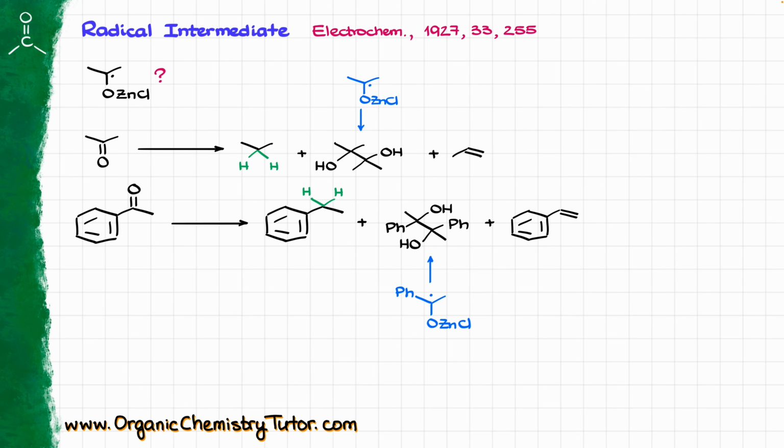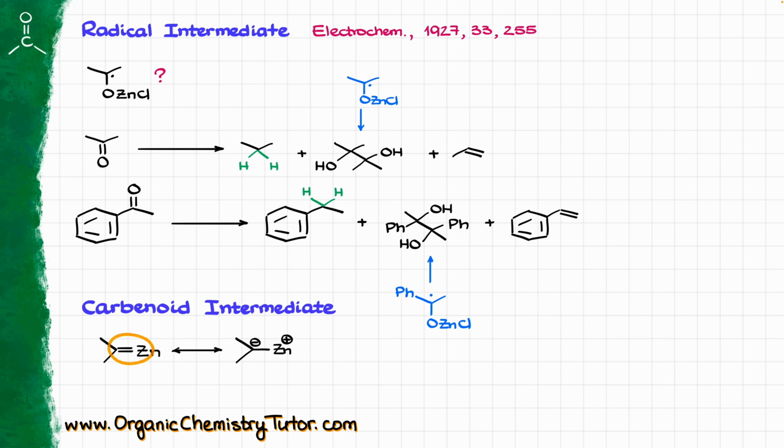So the proposed mechanism literally cannot account for the formation of a very significant side product. And the second issue that we have is with the carbenoid intermediate. If we think about the carbenoid intermediate with the zinc-carbon double bond, then we have a glaring issue in the fact that the carbon-zinc double bond would have to have the p orbital overlap, which is just unreasonable.